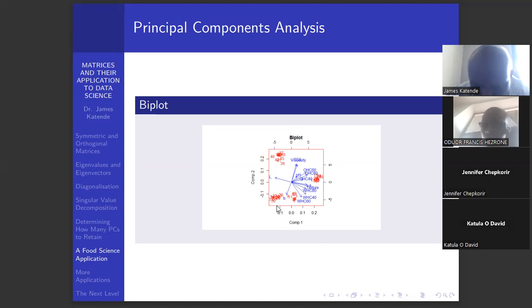Then the second principal component seems to draw a contrast between the water holding capacity and the oil holding capacity, because you can see the oil holding capacity is on the upper side, the water holding capacity is on the negative side of the second principal component. So that's one way you can interpret it. This allows you to do some grouping of the variables, which we are not working on for this talk.